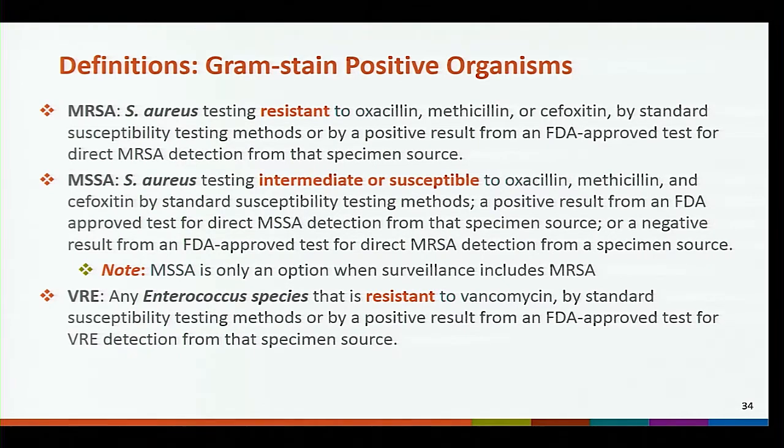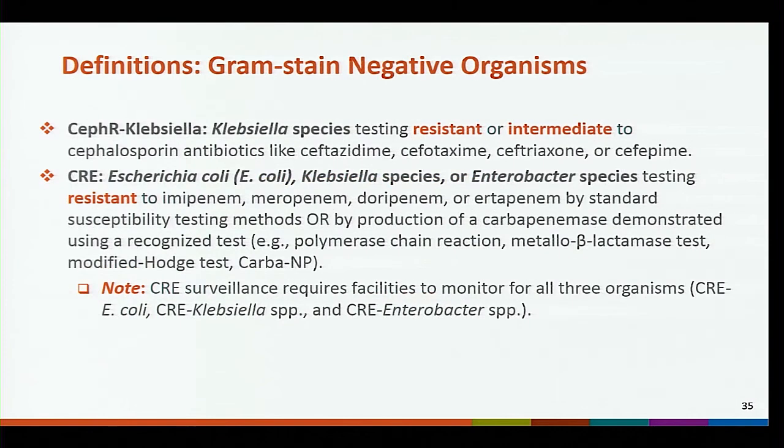Then you have VRE as an option, and this is any enterococcus species that is resistant to vancomycin by standard susceptibility testing methods or by a positive result from an FDA-approved test for VRE detection from that specimen source. Ceph-resistant Klebsiella is a Klebsiella species testing resistant or intermediate to cephalosporin antibiotics like ceftazidime, cefotaxime, ceftriaxone, and cefepime. And I know I butchered some of those names, so I apologize.